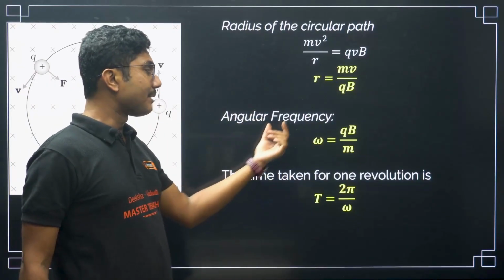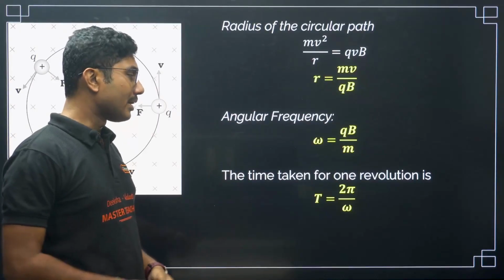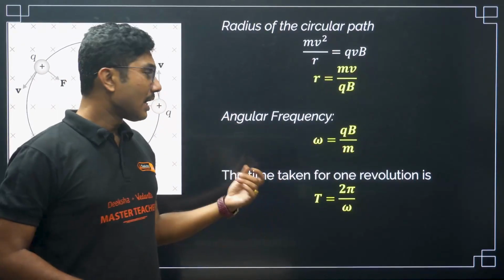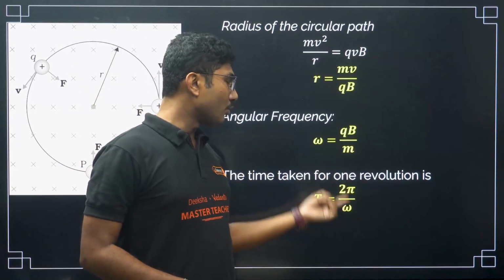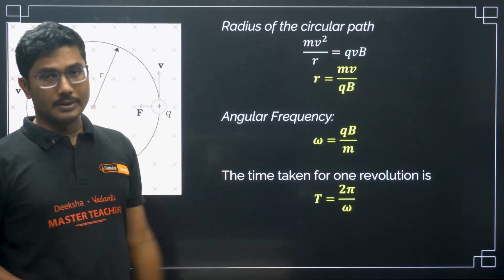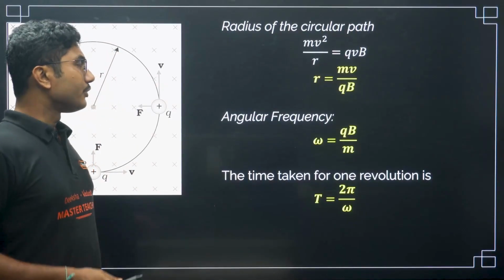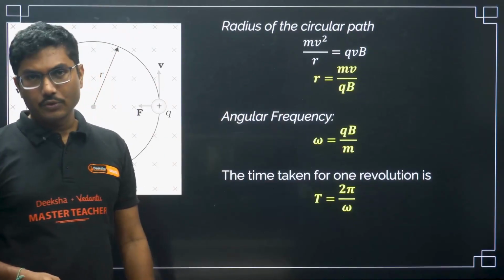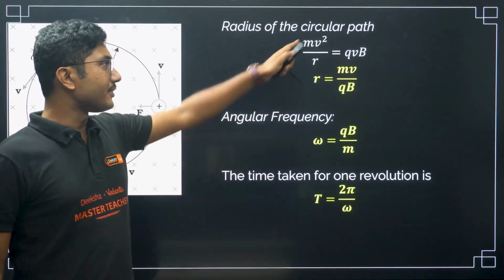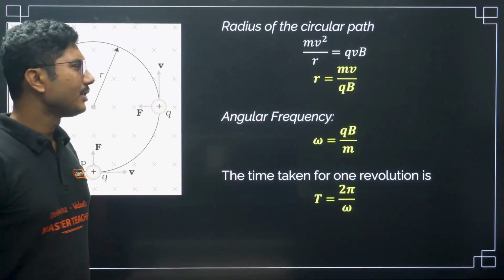Angular frequency can be calculated: omega is equal to qB by m. Time taken for one revolution is called the time period. That can be calculated by 2 pi by omega. You can put that value over here and you will get 2 pi m by qB. So this is the expression for time period. These are the basic formulas that you have to remember and understand. This derivation sometimes comes. Easy derivation, one line derivation, not much.